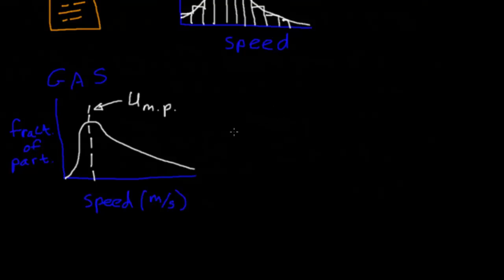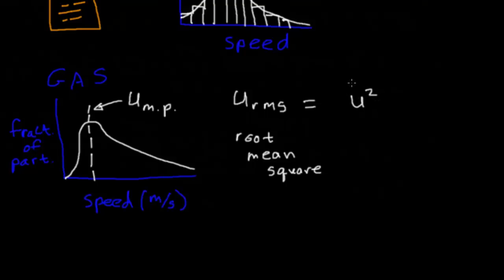So we might be interested in several different quantities. So I've labeled UMP here. Another common quantity that we're interested in is something called the RMS speed. So I'm going to write URMS over here. And I'll tell you what RMS stands for. RMS stands for root mean square. And that's what you get if you take the speed U and you square it, and you average it.